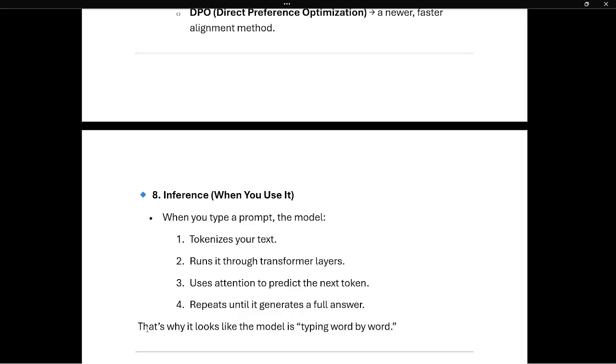It goes through the input layer, hidden layers, then the output layer. Then it uses the self-attention mechanism to predict. Then it repeats until it generates the full answer. So this is the inference mechanism of our LLM, and that's why it looks like the model is typing word by word.